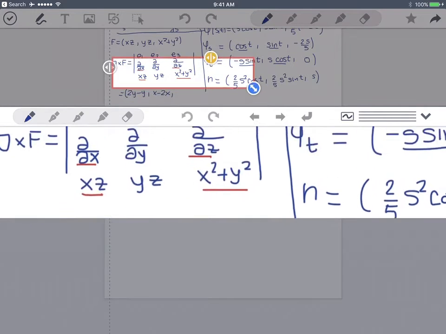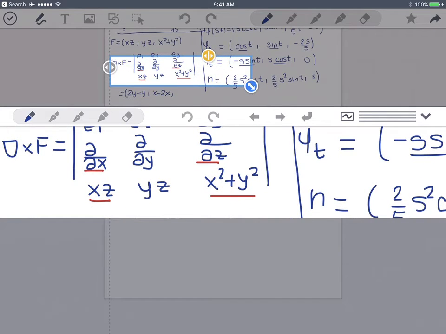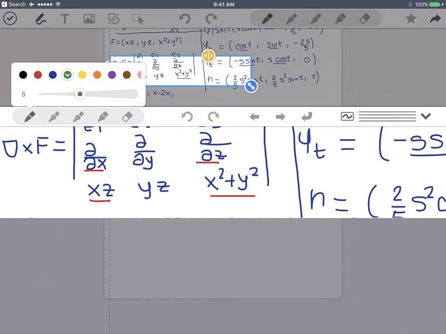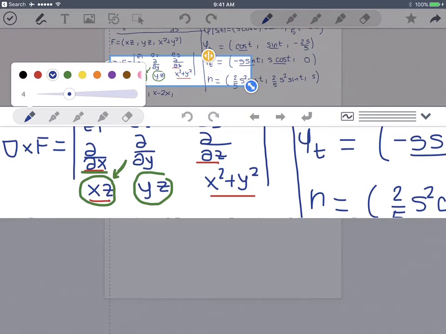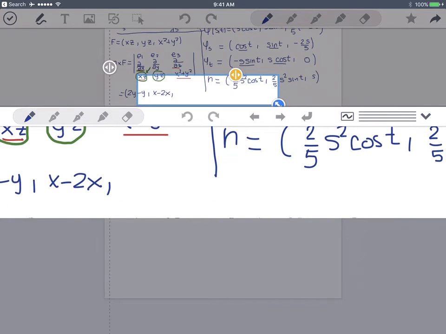And my third component is 0 because I need to do, now, let's see if I can change the color. So I need to do the partial of this guy with respect to x, which has no x, so it's a 0, and the partial of this guy with respect to y, because I'm doing this one, right, which has no y, so it's a 0. So my third component is just a 0. Okay. So that's my curl.